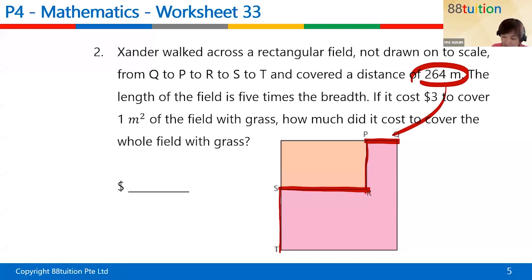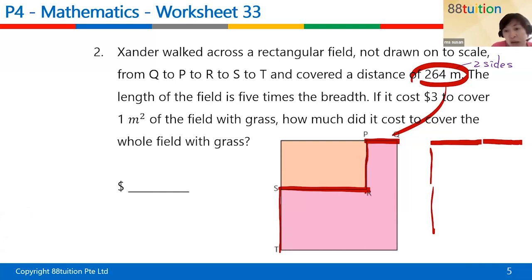So only this one, 1, 2, 3, 4. Technically, what he is trying to tell you is this plus this, and this plus this. So it's two sides of the square. You see or not? So 264 belongs to how many sides? Two sides of the square. So when you have two sides of the square, how do you find one side of the square?